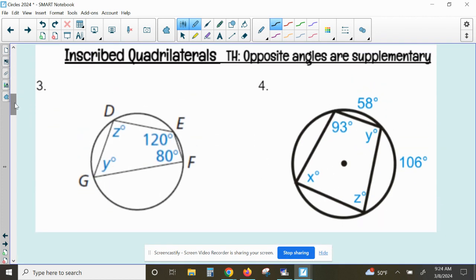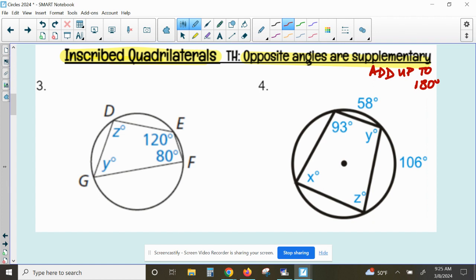Okay, I'm going to number 3 and 4. And there is a little note above number 3 and 4. It says inscribed quadrilaterals. The opposite angles are going to be supplementary. So let's go ahead and highlight that. Inscribed quadrilaterals. Opposite angles are supplementary. What does supplementary mean again? Add up to 180 degrees.